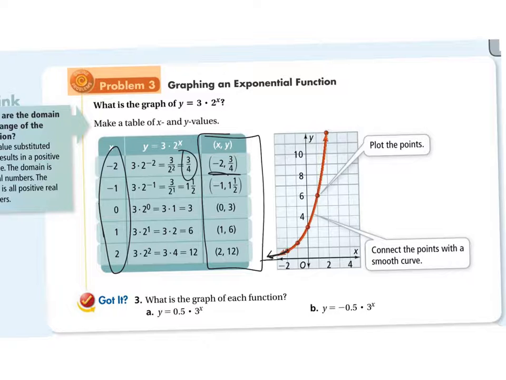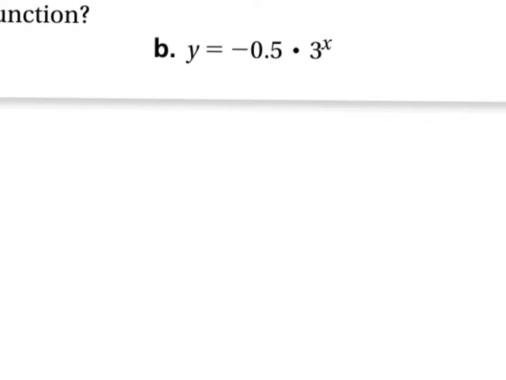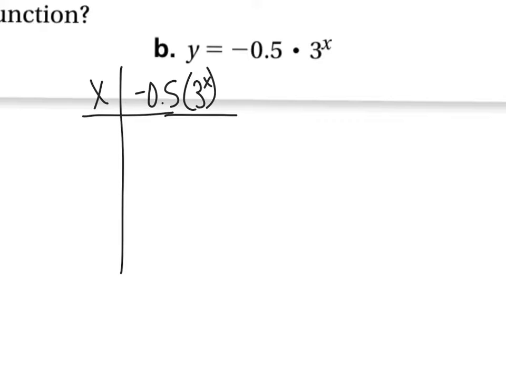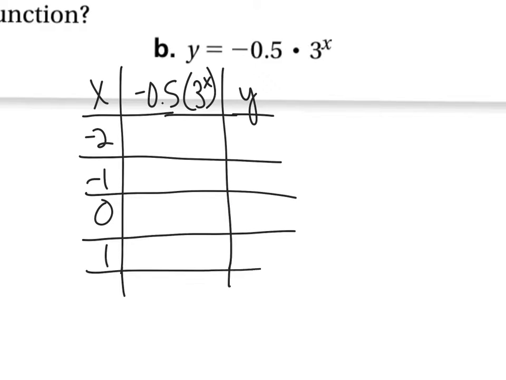So let's try for variety. Let's look at part B. Got it, part B. So if you want to do a working column in the middle of your table, you can. Like they did in the book here, if you want to go -2 up to 2 and substitute in.